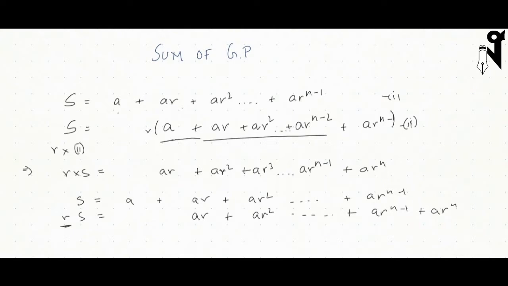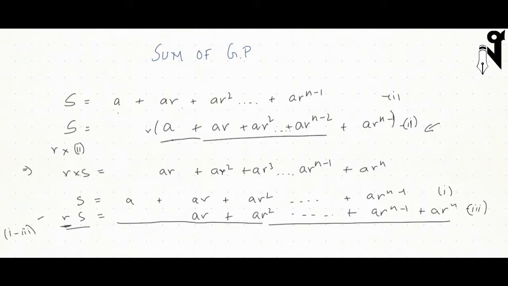Now let me subtract this. This is basically equation 1, and I'll call this the third equation, as the second was this one. So I'm going to do 1 minus 3. Okay, let's see what this gives. Since there is a minus sign now, minus will come here, here, and here. This will cancel with this, this will cancel. So all subsequent terms will go on cancelling.